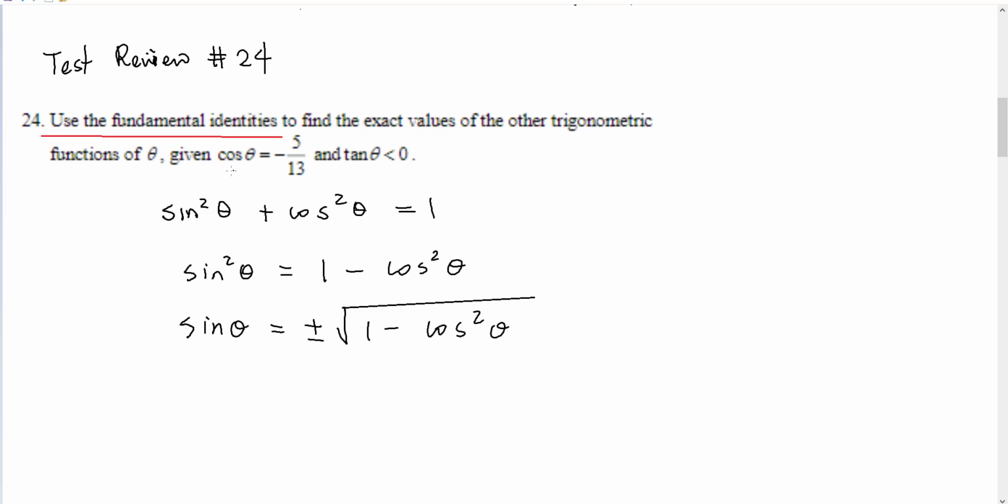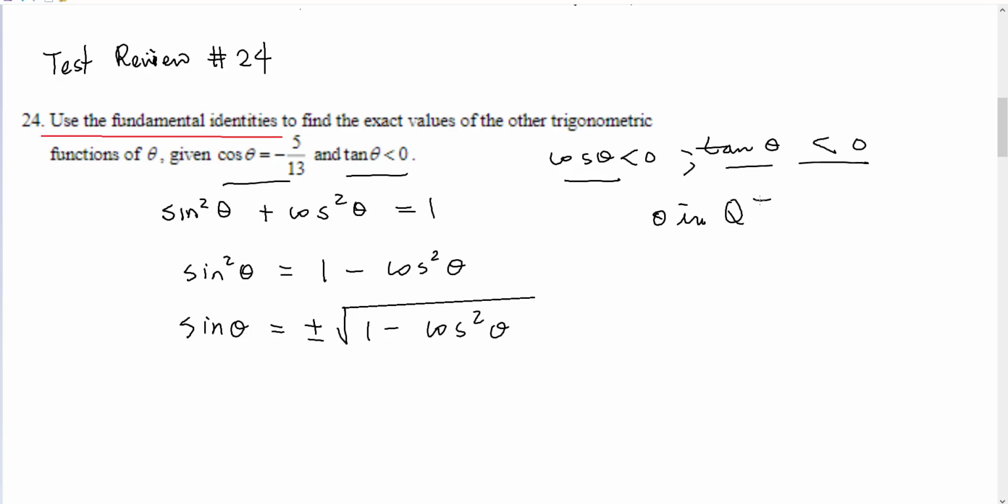Now, since cosine is negative and tangent is also negative, which quadrant are we in? When theta is in which quadrant are cosine and tangent both negative? It's the second quadrant, right? In quadrant 2, cosine is negative and tangent is negative. I'm expecting sine theta to be positive because you're in quadrant 2.